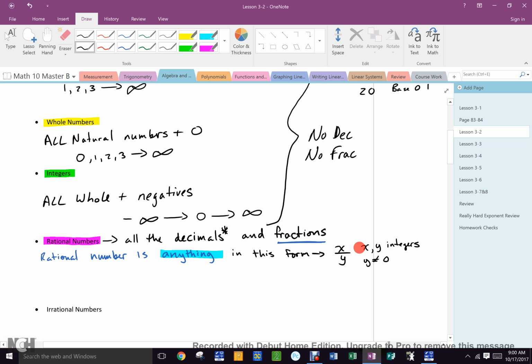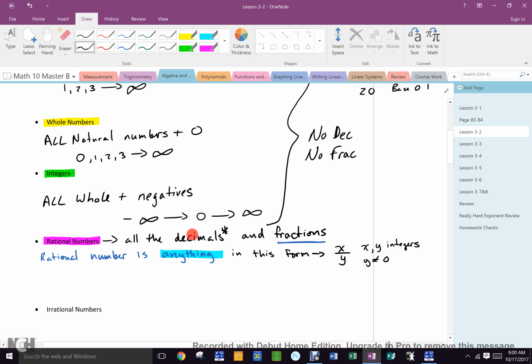Is 1 an integer? Yes or no? Yeah, because it's in everything. Is 3 an integer? Yeah. So 1 over 3 must be a rational number, yes? But when I do that on my calculator, I get a weird decimal that goes on forever, right?